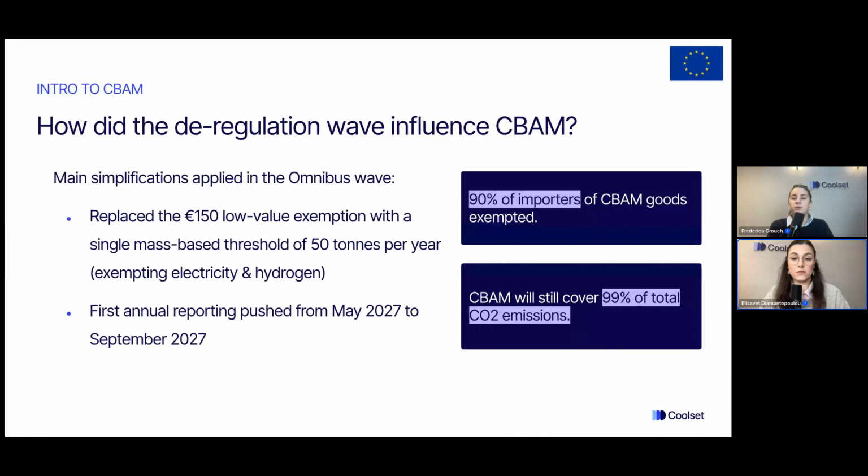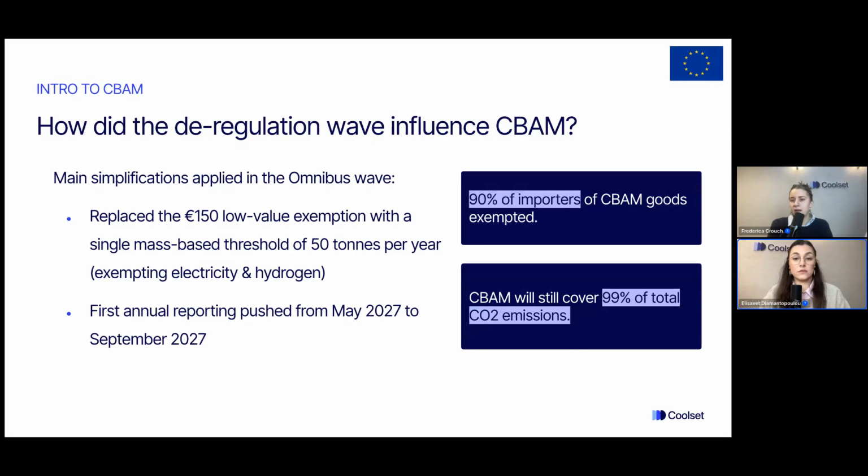So there was previously a €150 low value exemption. And this has now been replaced by the 50 tons per year baseline. So previously, if you imported more than €150 worth of these relevant products, you were required to comply with CBAM, and now it's over 50 tons.